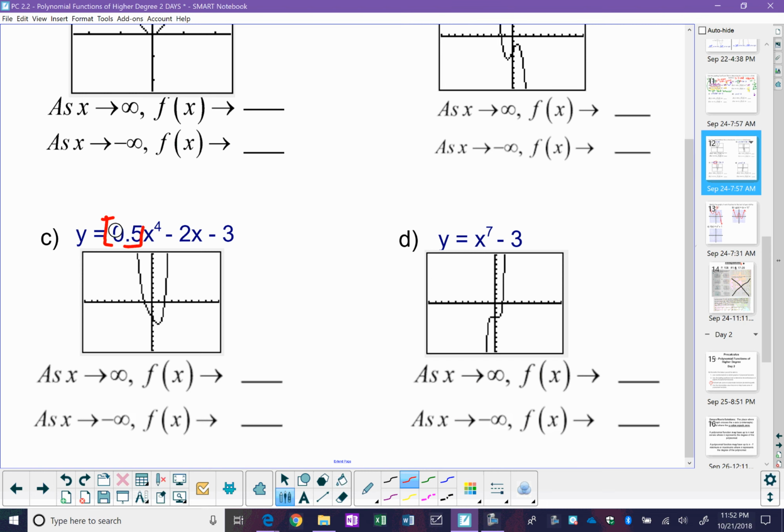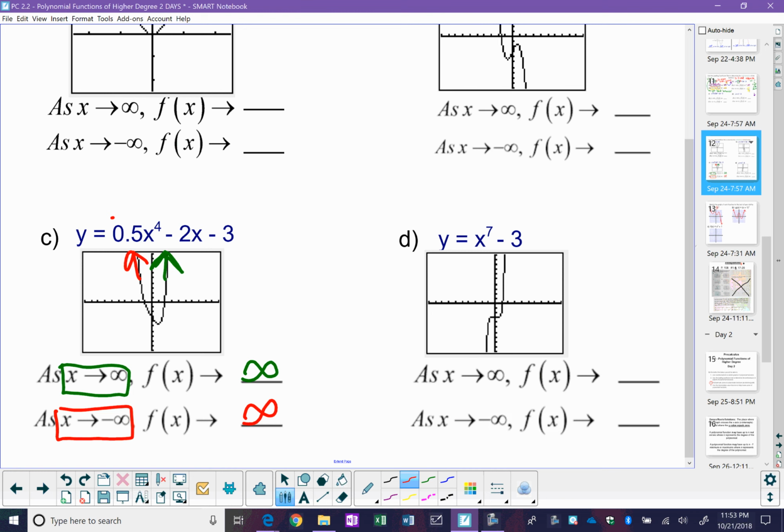Okay, in fact, we're not even going to look at this. This one, we're going to go directly from the graph. So as x goes to positive infinity, which is talking about as x goes to the right, my graph is going up or to positive infinity. As x goes to negative infinity or to the left, my graph is also going up.